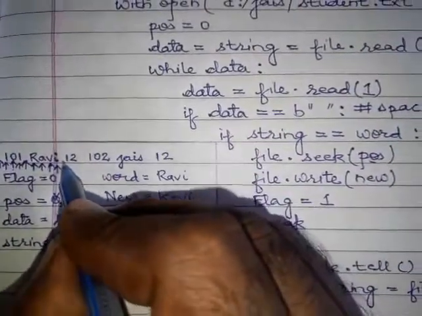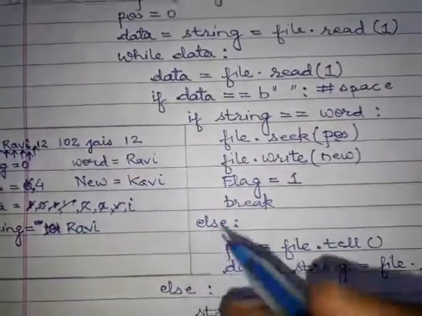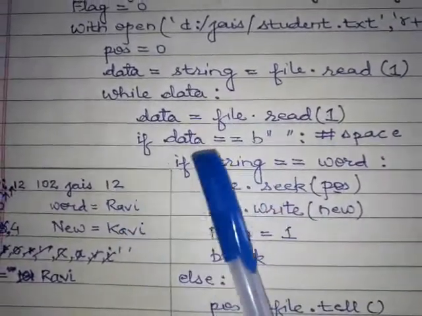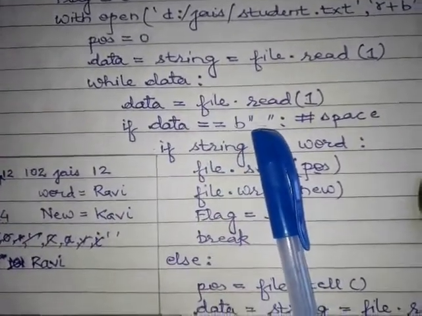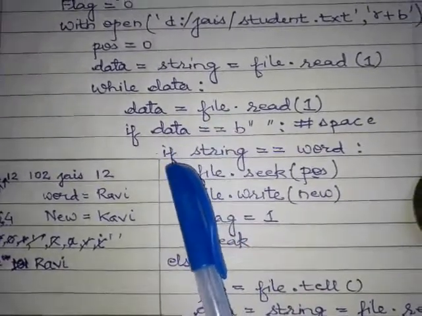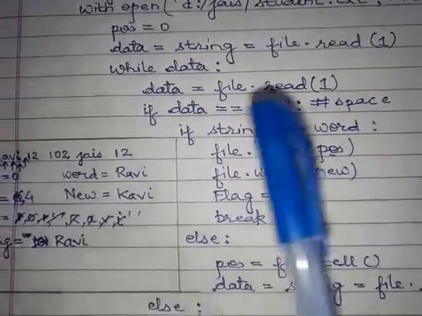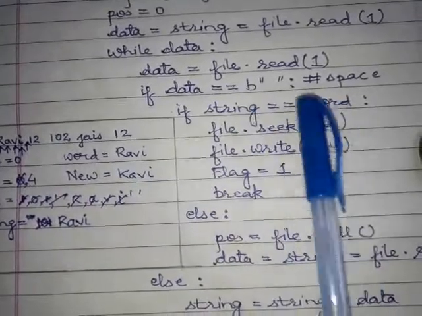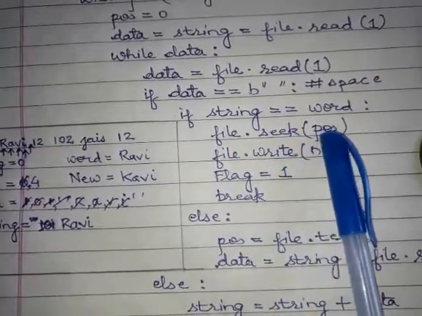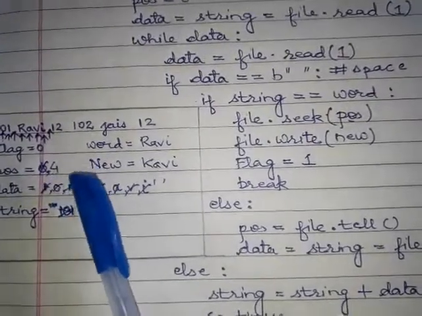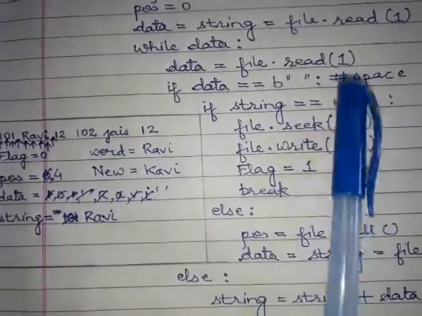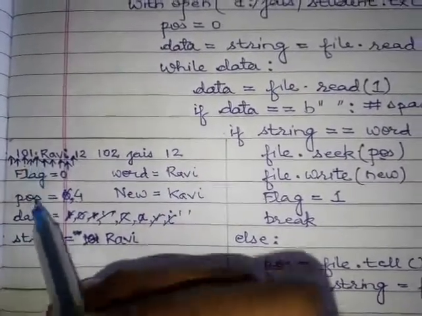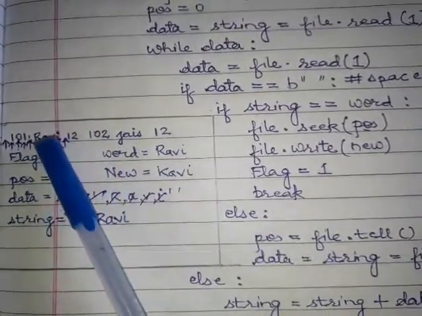File dot read 1 reads the next byte, and the next byte is space. So data now contains space. If data equals space, yes, it is true, so we enter the if block. There is another if condition: if string equals word, check string. Ravi equals word Ravi, yes, both are equal. Then file dot seek position. The value of position is 4, so it moves the file pointer to position 4. 1, 2, 3, 4. Here the file pointer will move over the space.